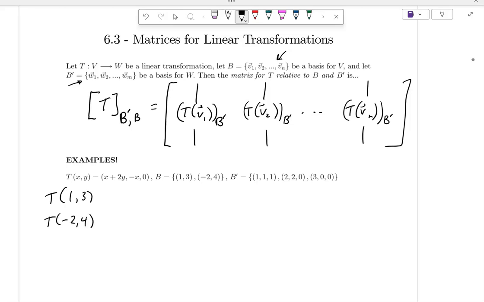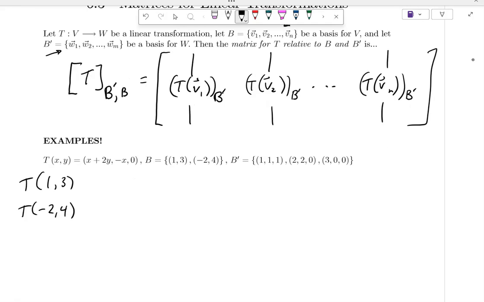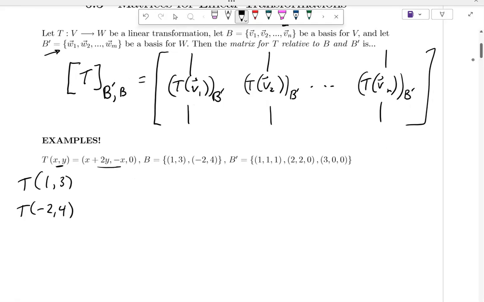No, that's from R2 to R3 because that says that's input and output, right? It says a two-dimensional input and a three-dimensional output. And my basis here is two-dimensional vectors and three-dimensional vectors. So it's going from R2 to R3. It's just that the matrix will be 3 by 2.